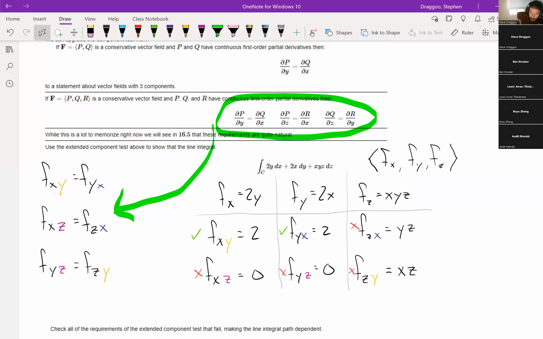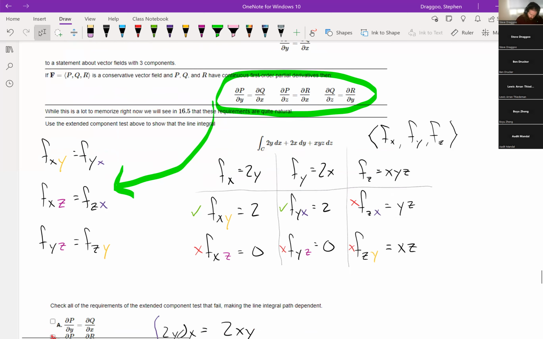If I go to find the 2 spots that have xz, I'm looking lower left and upper right. In one case, I get 0, but in the other case, I get yz. Those 2 partial derivative terms don't match up. So this thing is not a conservative vector field. I can also do the same thing for the yz. So bottom middle and bottom right, I get 0 and xz. Again, they don't match up, so they don't work out.